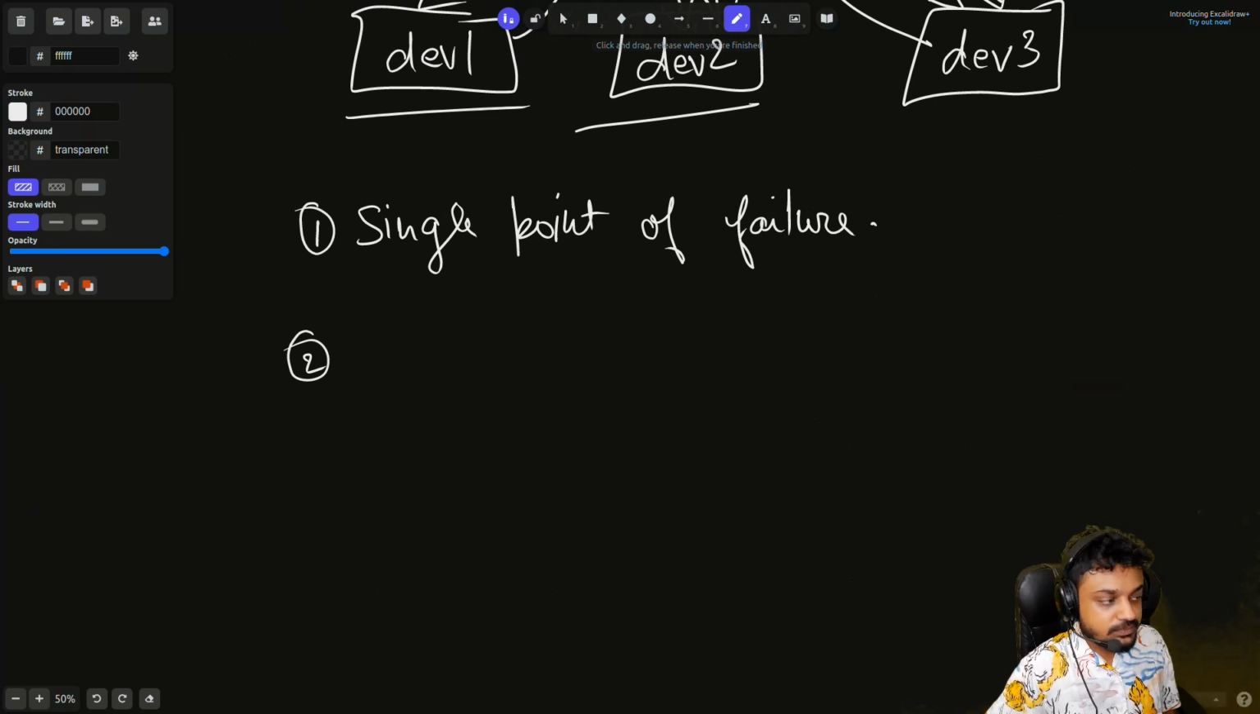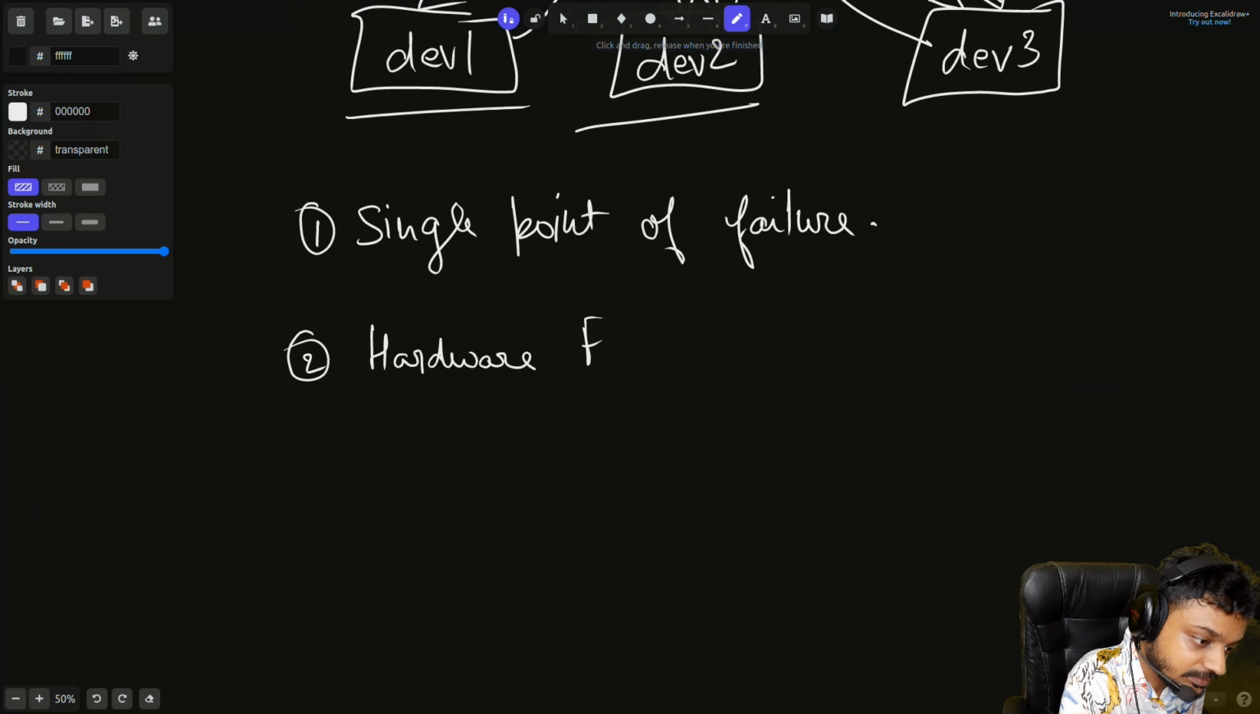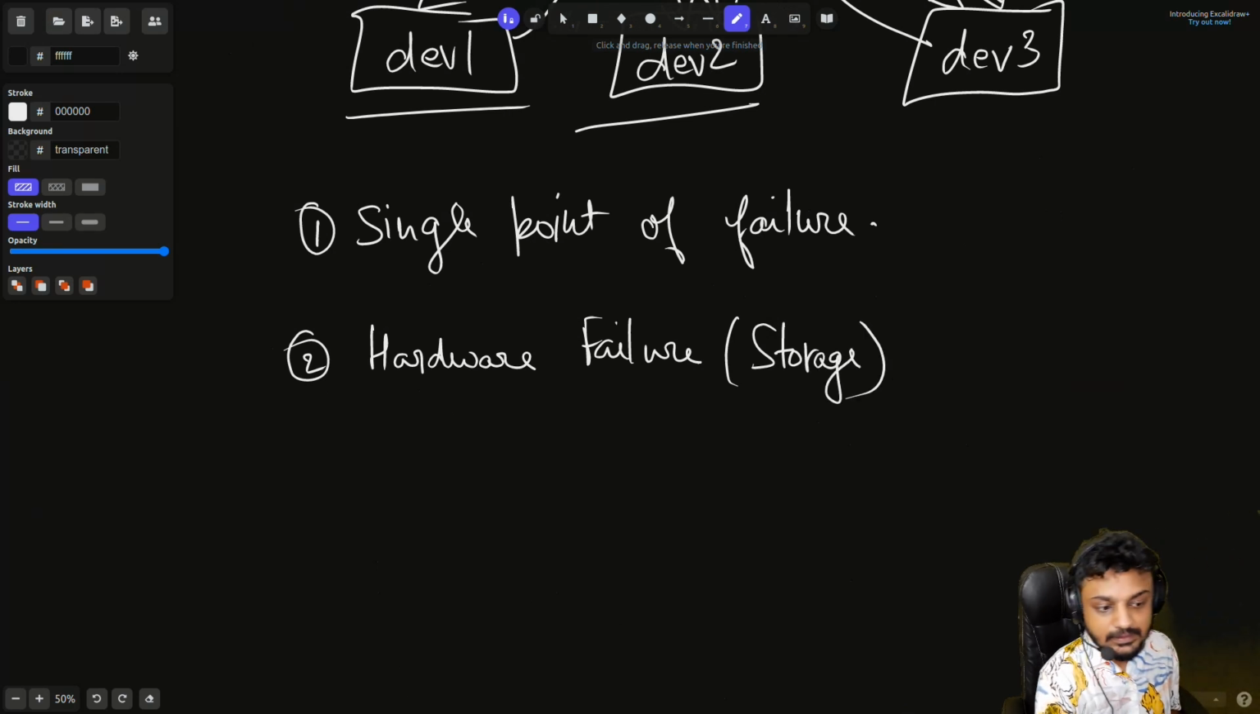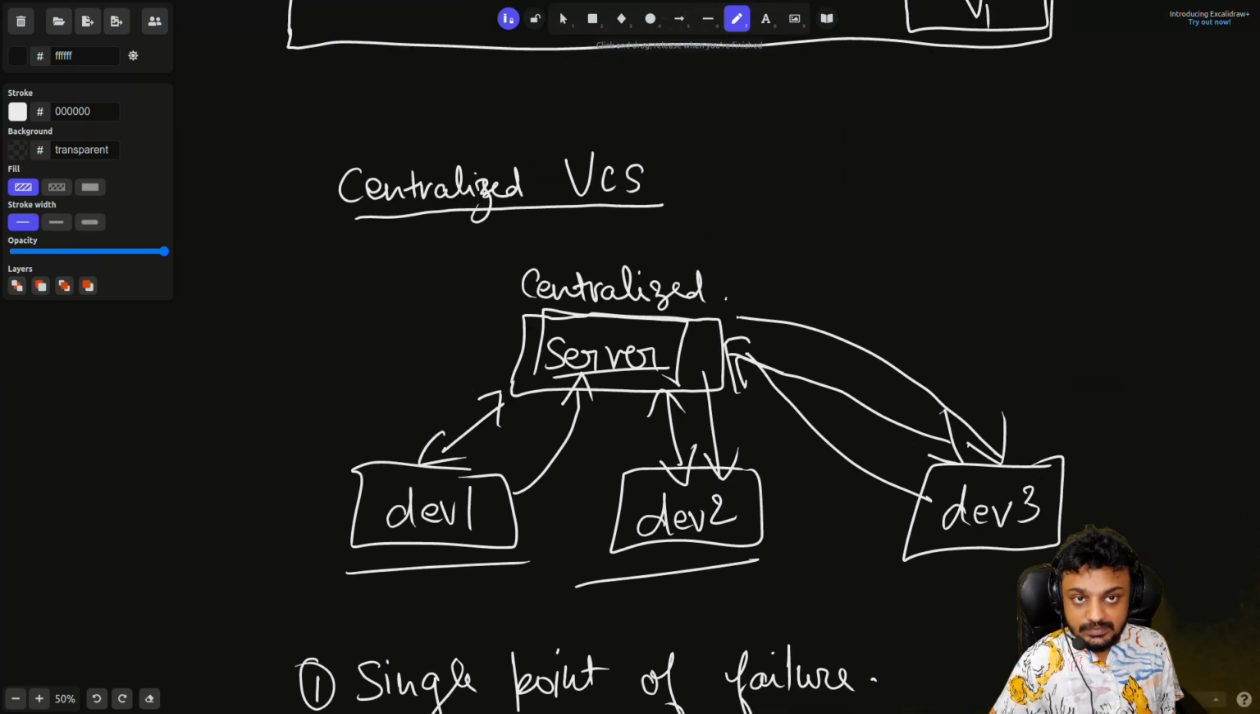Just because of some hardware failure, my entire project is gone, the entire versioning of the entire project is gone, right. And you can imagine how dreadful that is. So in case of hardware failure, particularly related to storage, it's a downside, right. So these are some of the major downsides of this centralized version control system that we are talking about.